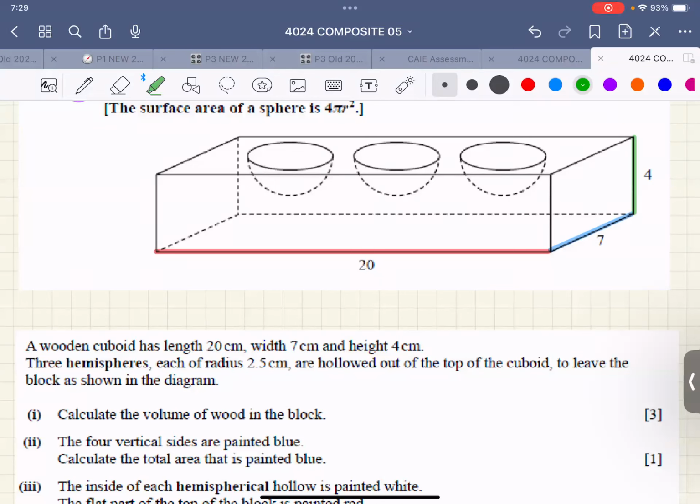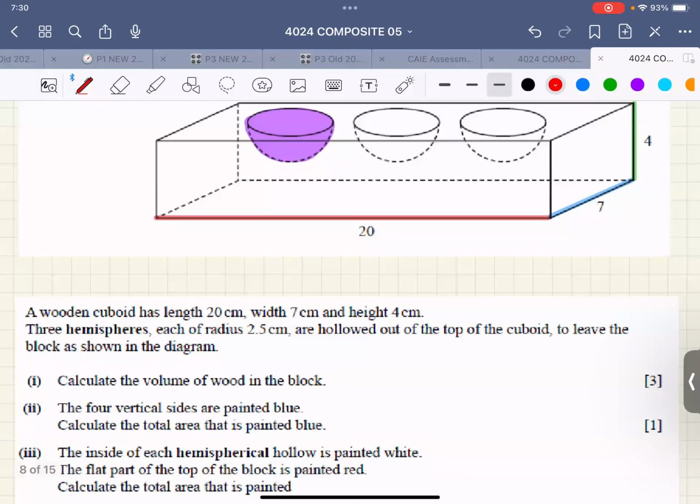And then 3 hemispheres, each of radius 2.5, are hollowed out. So now, these hemispheres are carved out. And they could be asking us the surface area or the volume. First of all, the volume of wood in the block. So volume is 20 into 7 into 4. 4 sevens are 28. 28 into 2 is 56. That is 560 centimeter cube. That's the first part.